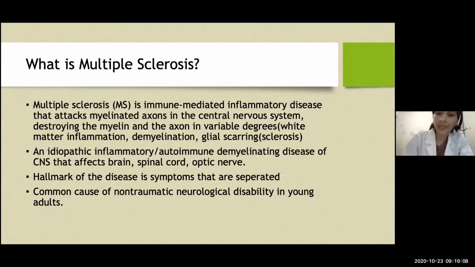30% of the patients tend to develop disabilities in 20 to 25 years. The hallmark of the disease is symptoms that occur in different anatomic locations and are months or years apart. Multiple sclerosis is the most common cause of non-traumatic neurological disability in young people.